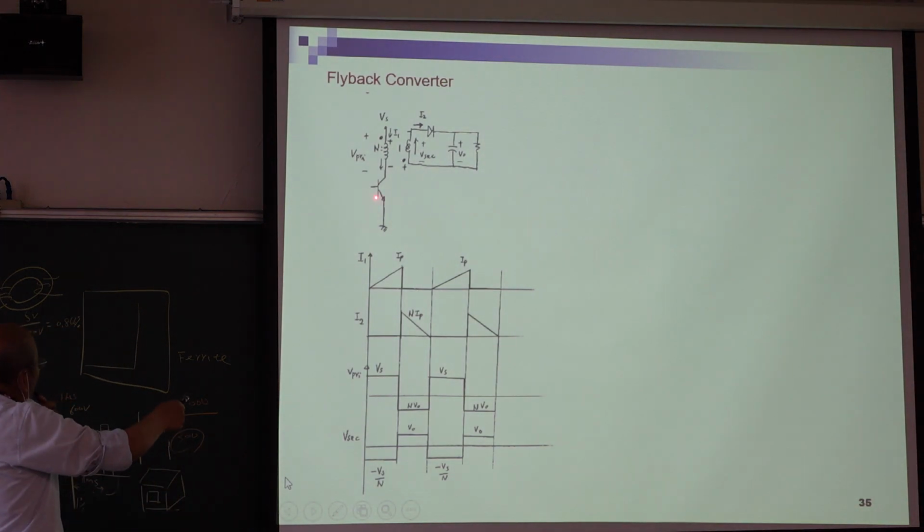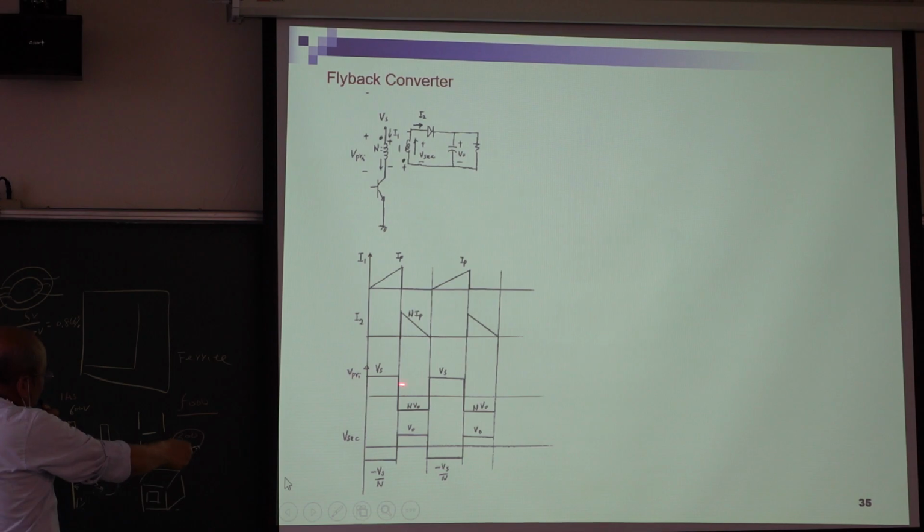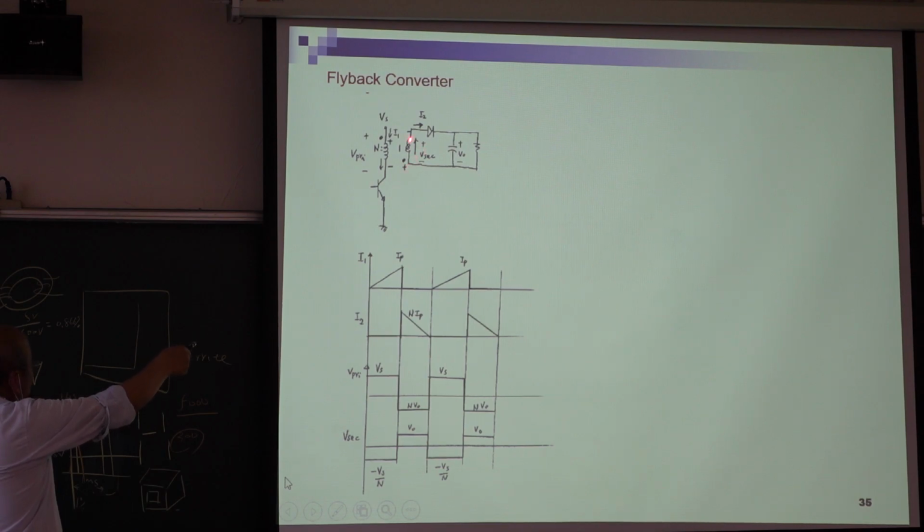So if you turn on the switch, then what happens? Your voltage Vs appears across the primary. So you have Vs. If you turn on the switch, then the polarity is plus minus, then the diode is off, right?